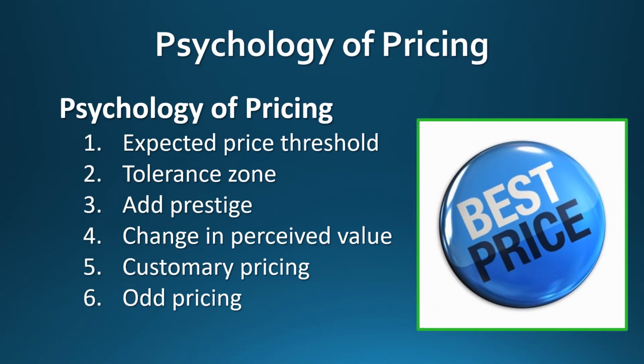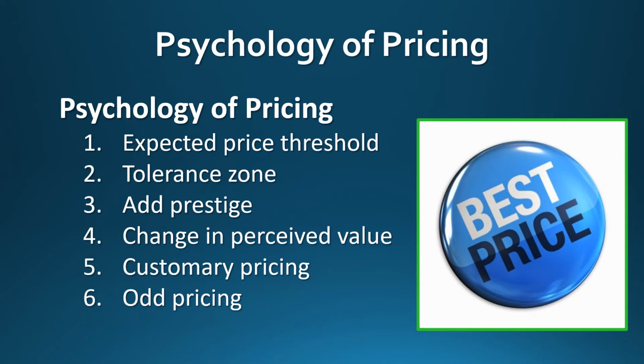So let's talk about the psychology of pricing real quick. We have to think about the expected price threshold. What are people willing to pay, for a variety of reasons, right? And then we think about a tolerance zone. If I expect to pay $5 for a value meal, would I be willing to pay $5.50? Maybe. What about $6? Maybe, maybe not. But when we get to $7 or $8, maybe I'm out. That's too much. So there's a tolerance zone there.